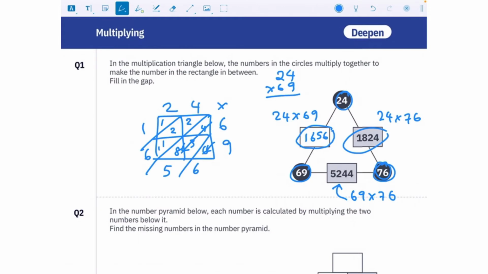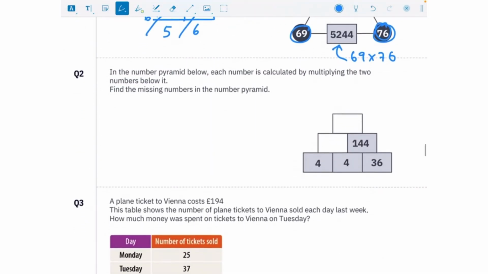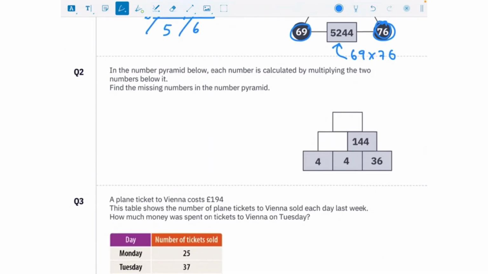Lovely. In the number pyramid below, each number is calculated by multiplying the 2 numbers below it. Find the missing numbers. So we do 4 times 36 to get 144. We're going to do 4 times 4 to get this number here, so that's 16. And then to get the number at the top, we need to do 16 times 144. So I'm going to do 144 times by 16.